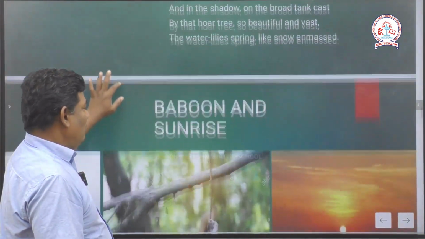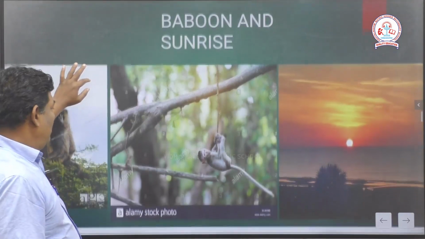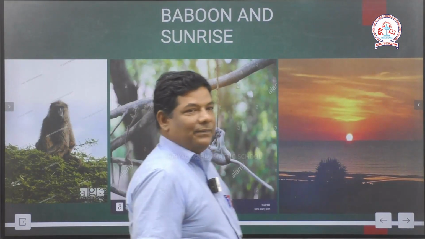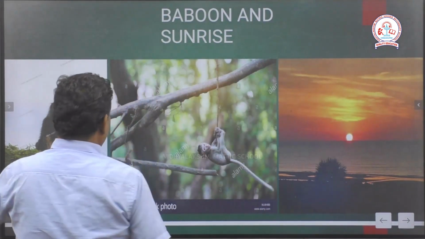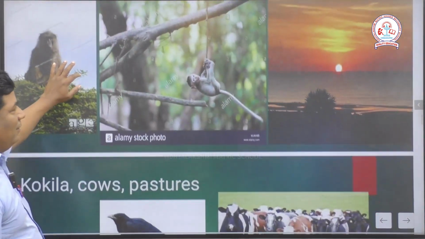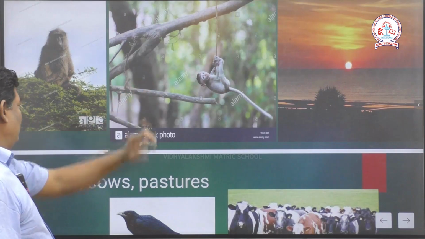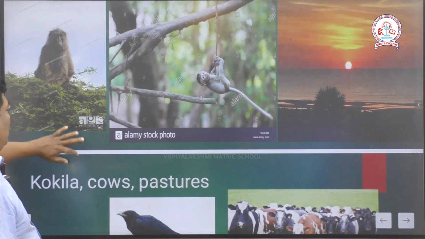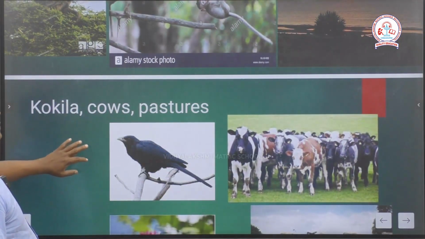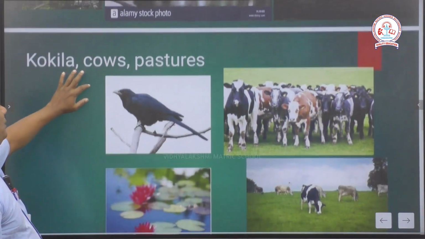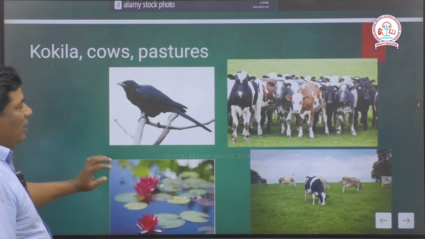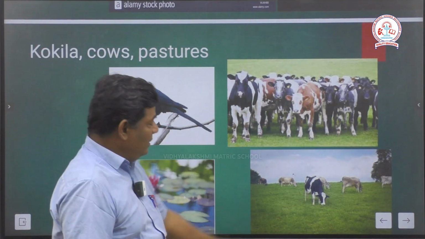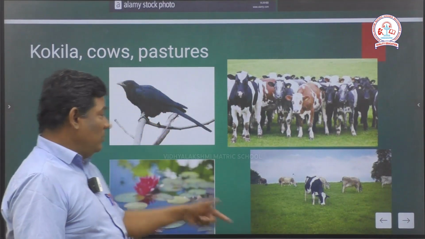I'll show you the picture of the baboon. See, the big baboon is sitting, and a young puny monkey is jumping and playing, and the baboon is watching the sunrise. Who is watching the sunrise? The baboon is watching the sunrise. Kokila, this is a bird, and these are cows, you must be knowing, and they are grazing in the grassland pasture.